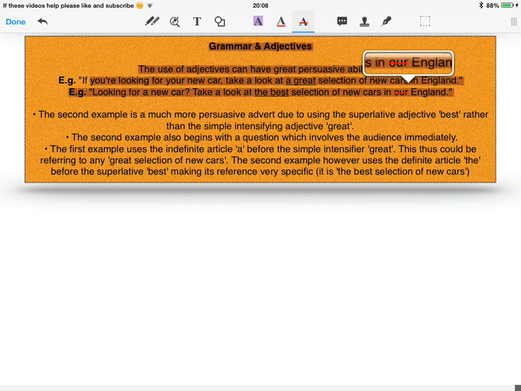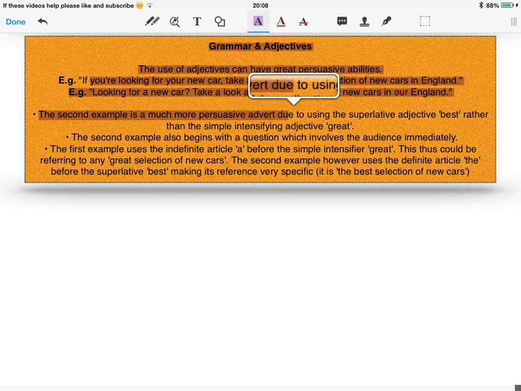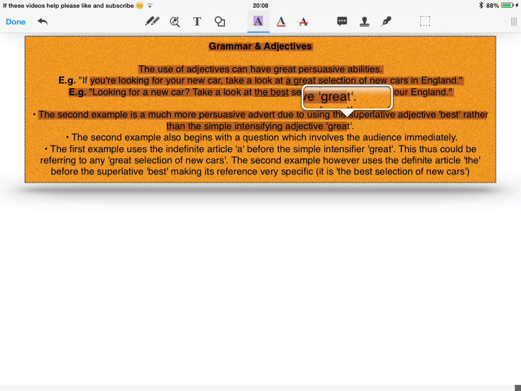Ignore our, don't know why that's there. But explaining the differences between these two, there's a few differences which you should point out if you're analysing this in an exam. The second example is a much more persuasive advert due to using the superlative adjective best rather than the simpler intensifying adjective great.